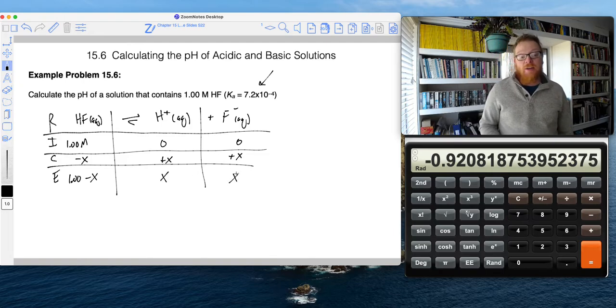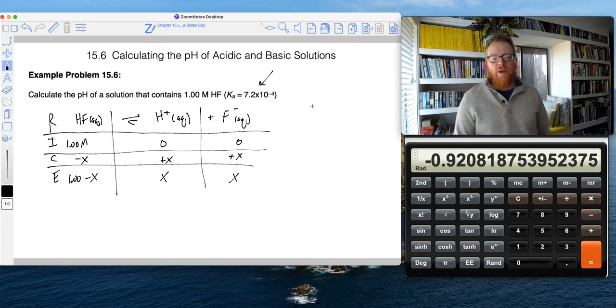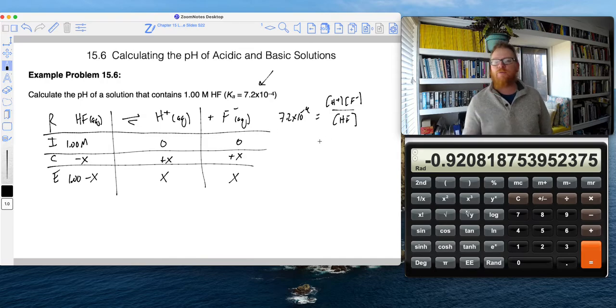Okay. And so now, as we inspect this problem, I could easily set it up: we know 7.2 times 10 to the minus 4 is going to equal our equilibrium expression, which is H plus times F minus, all divided by HF. And we can plug in these values. But before we even do that, I want to point out that we've got a crazy small Ka, 7.2 times 10 to the minus 4, that's a small number, and a large acid concentration.